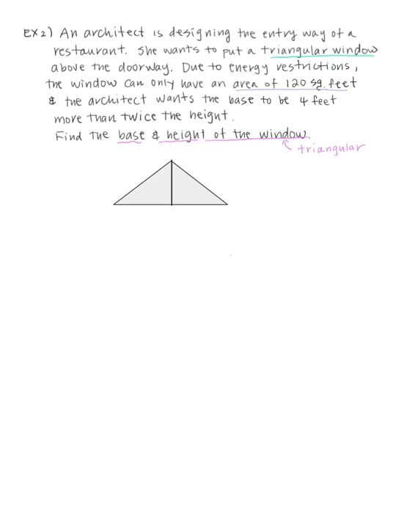So let me make myself a note. So the area must be 120. Now, what's the next important phrase that we can find? The architect wants, that's not important, the base to be 4 feet more than twice the height. So let me just underline that. We need to have a base that is 4 feet more than twice the height. Now, since we're looking for the base and the height of the triangle, let me just denote: let B stand for the base, and H stand for the height.